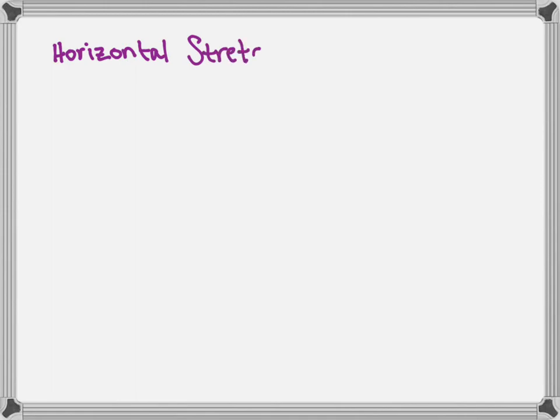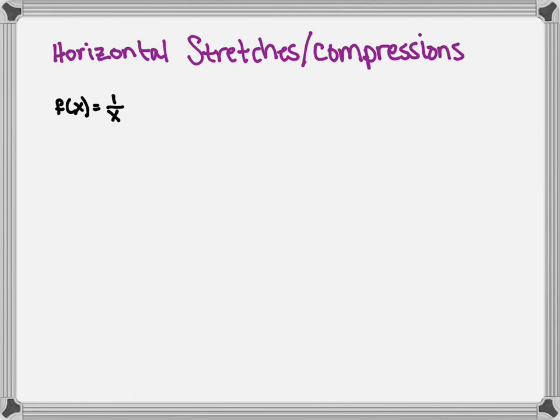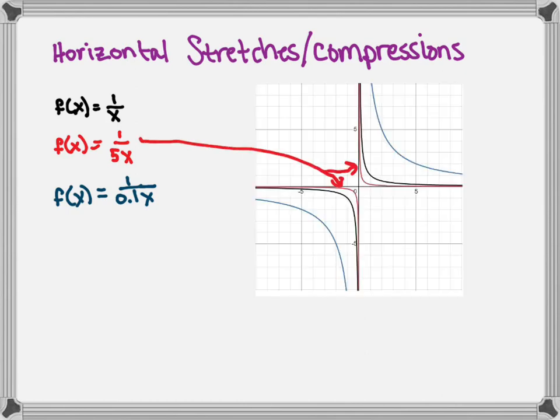Okay, let's look at horizontal stretches and compressions. So we'll start with our parent function, f of x equals 1 over x. And then we'll look at f of x equals 1 over 5x. And then we'll look at f of x equals 1 over 0.1x. Here we see all three of our graphs.